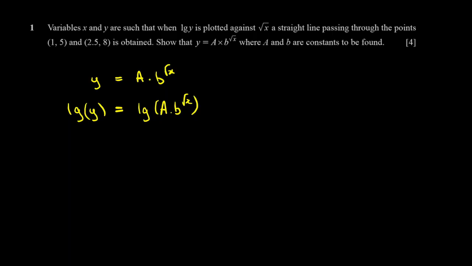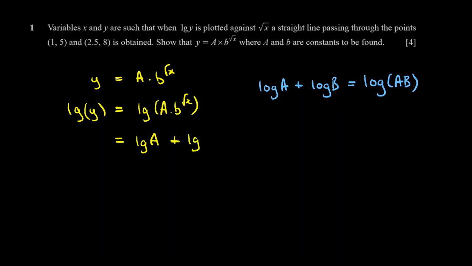So let's state one of the log rules. If I've got log a plus log b, that's equal to log of a times b. So what I can do is use that log rule here. I can split up this logarithm. So what I'm going to get is log a plus log b to the square root of x.